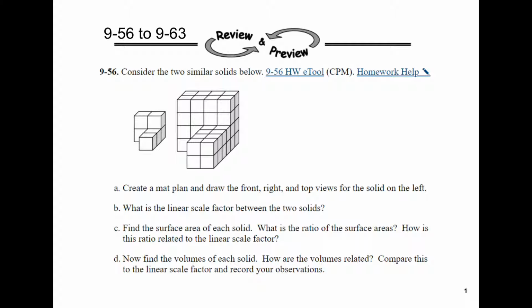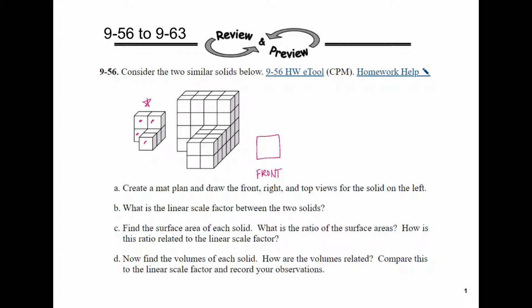956. Consider the two similar solids below. Letter A says, create a map plan and draw the front, right, and top views for the solid on the left. So the solid on the left is this piece right here. So when we draw the front view, we can see 1, 2, 3, 4 pieces.